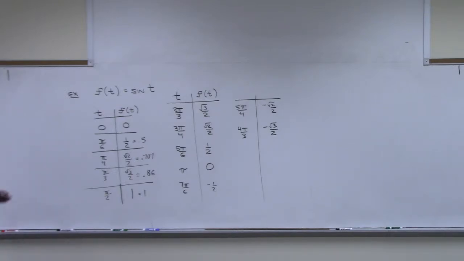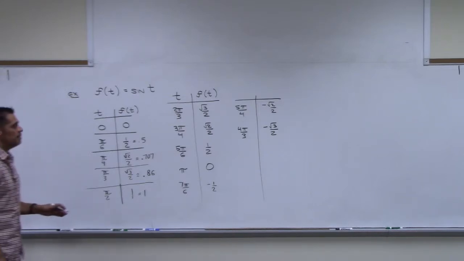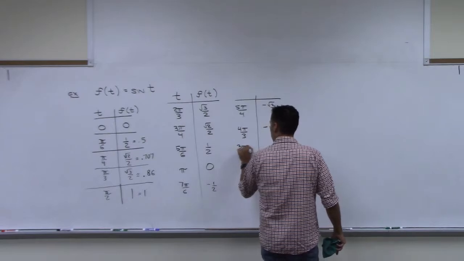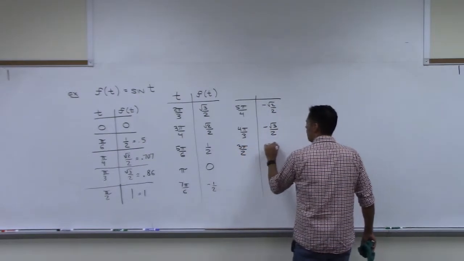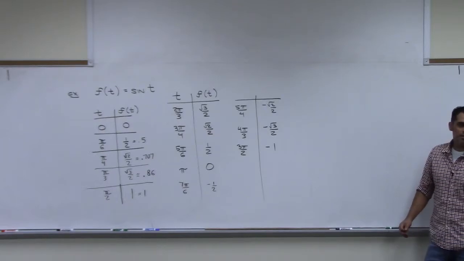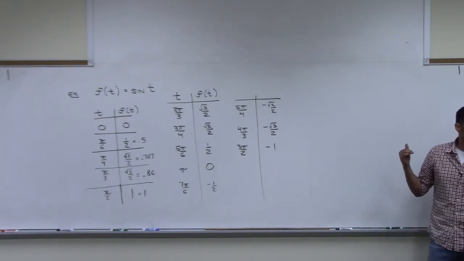Where are we at? 4 pi over 3. Next one is going to be 3 pi over 2. So we're straight down now, aren't we? And this is going to be negative 1.